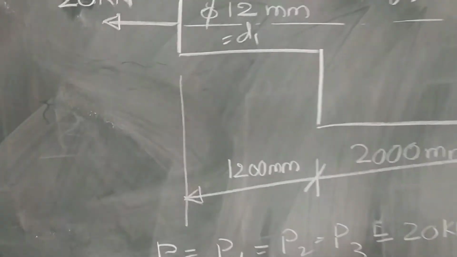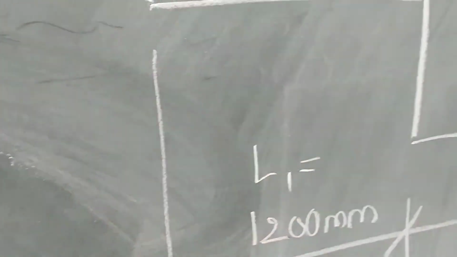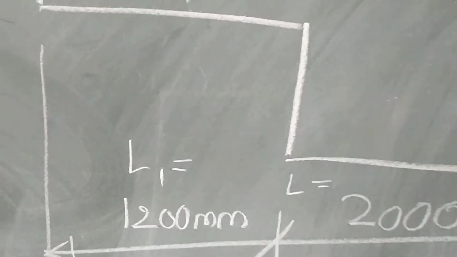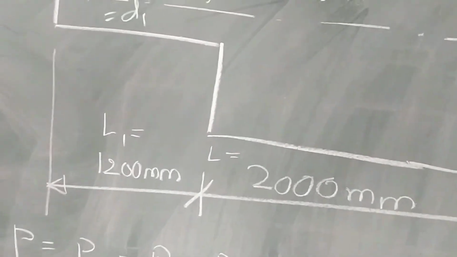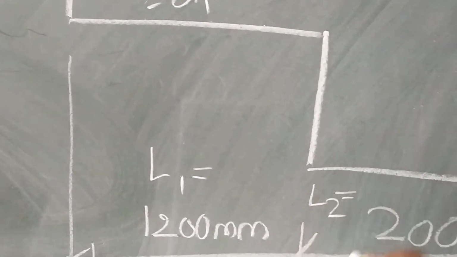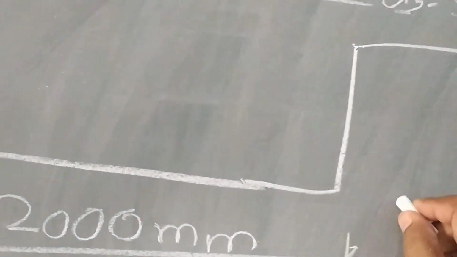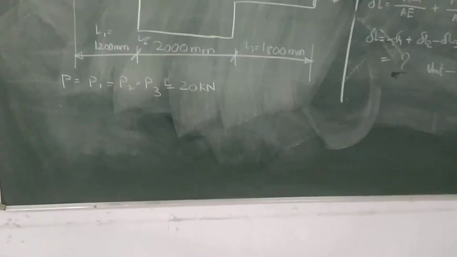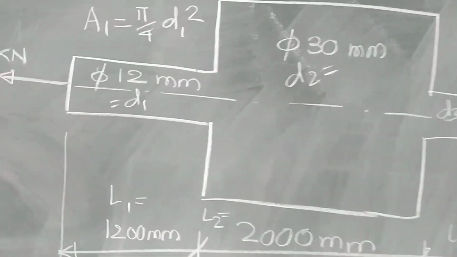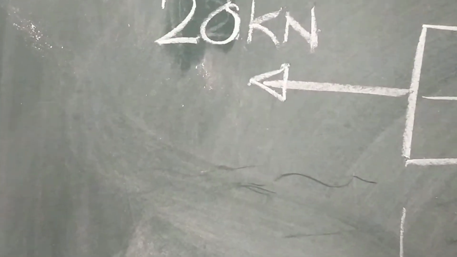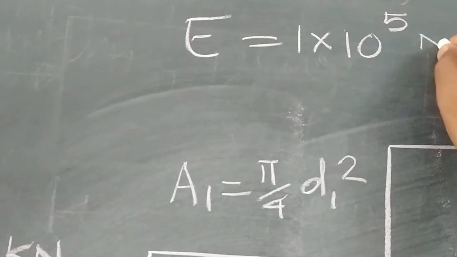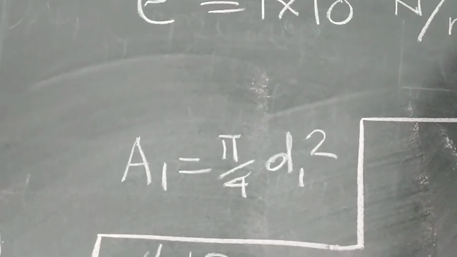L1 is 1200 mm, L2 is 2000 mm and L3 is 1800 mm. Young's modulus E is given as 1 into 10 raised to 5 Newton per mm square.